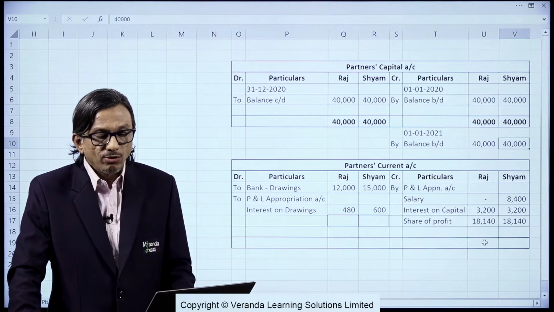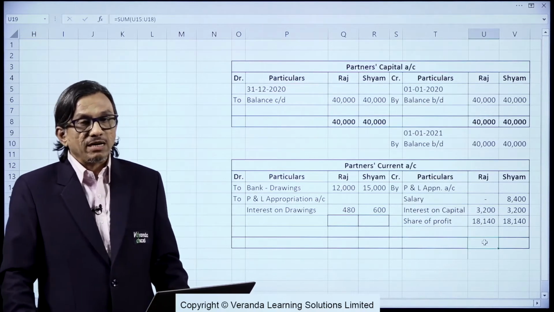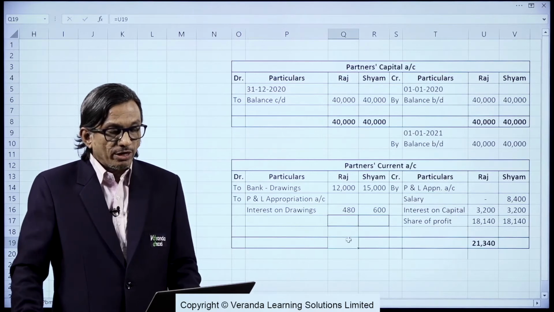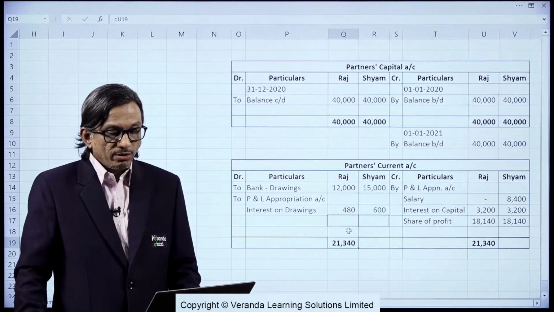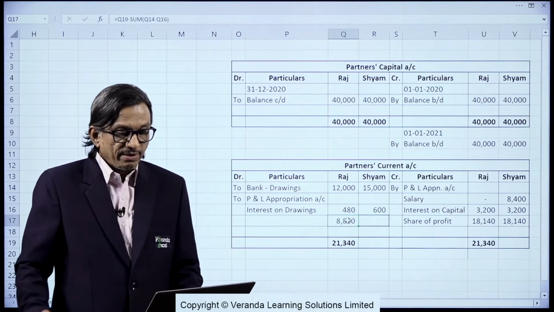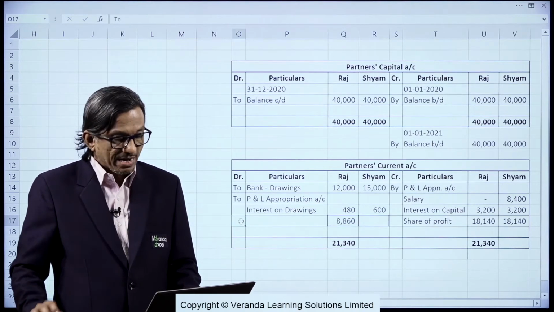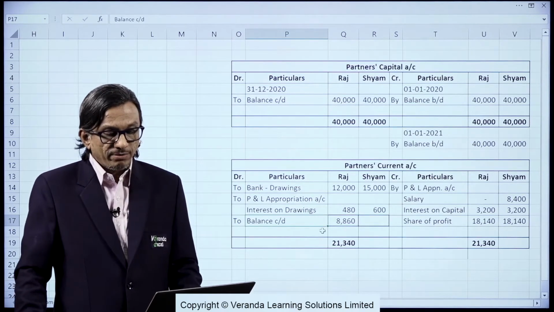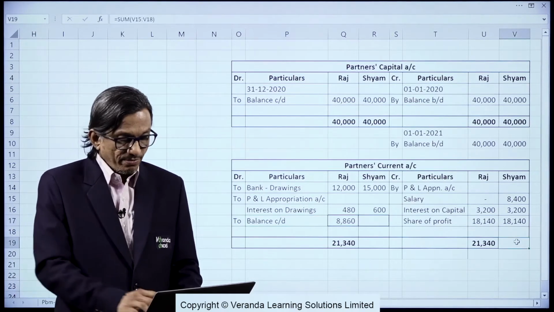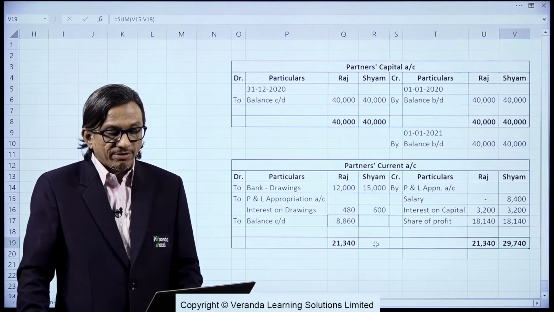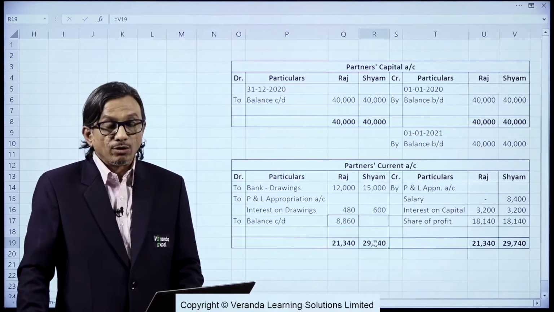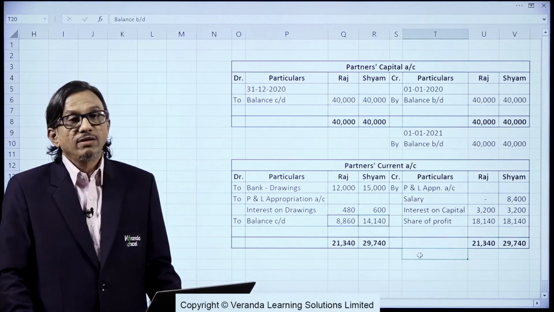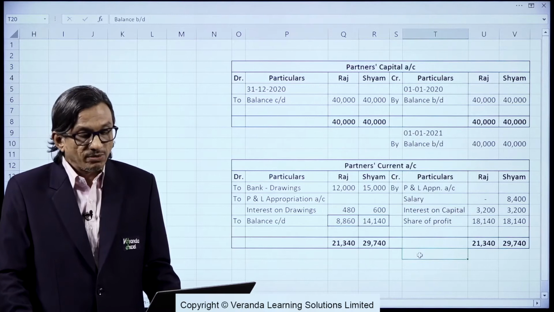Now, we have to find what is the balance in the current account of the partners. Find the total. In the case of Raj, 21,340 is the total. So what is the closing balance? 8,860 is the closing balance in Raj's current account. So put it as to balance carried down. And in the case of Shyam, the total is 29,740. Put it on the debit side also. Find the difference. That will be the closing balance of Shyam's current account.